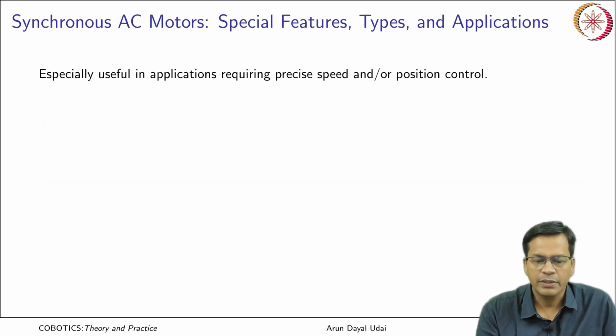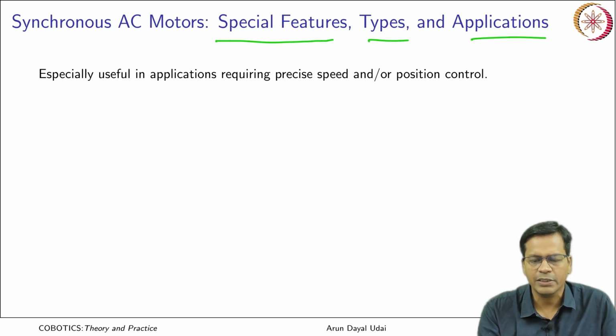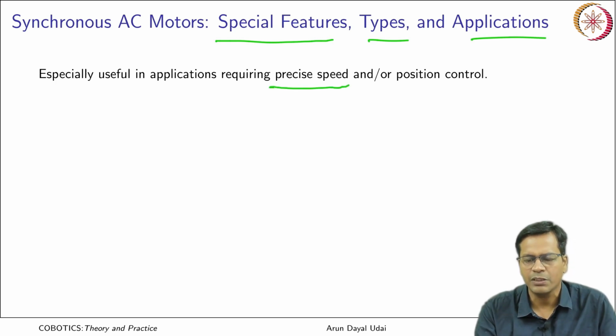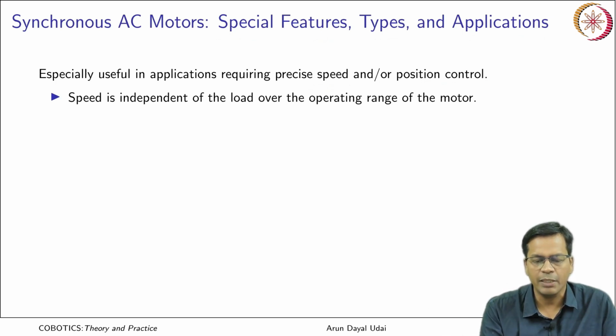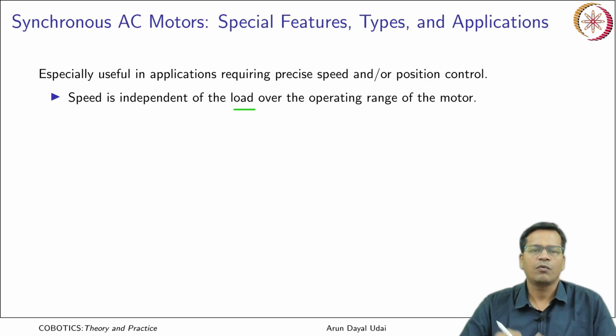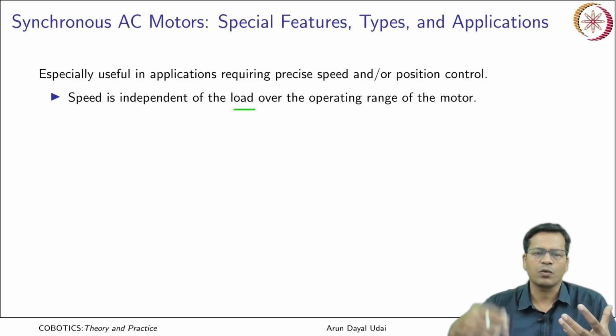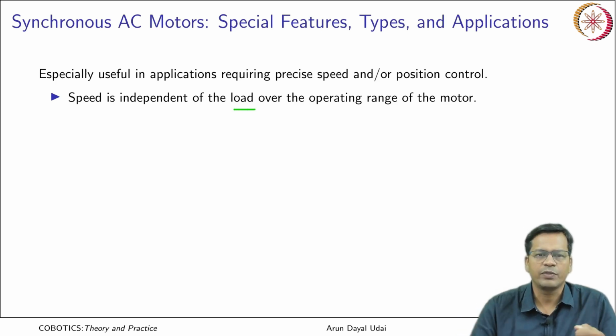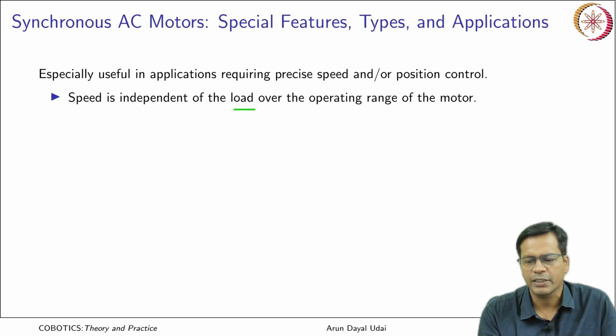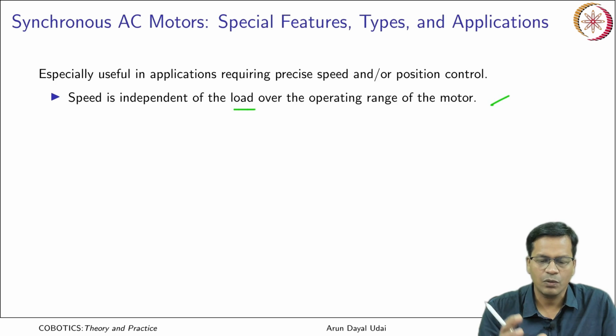So, now synchronous AC machine, there are some special features, various types and applications, especially useful in applications that require precise speed or position control, especially robots. So, speed is independent of load, you see, whatever is the load, your rotor will rotate at the locked-in frequency along with the frequency of the rotating magnetic field over the entire operating range of the motor. Okay. So, speed is independent of the load.